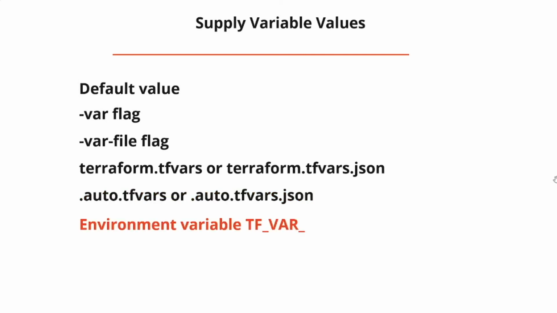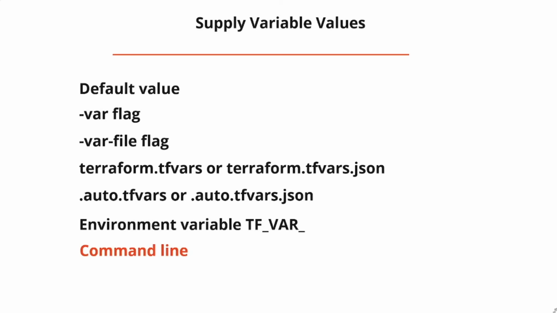We can also use environment variables to set variables in Terraform. You can simply do this by exporting your variable, and Terraform will look for any environment variable that starts with TF_VAR_ followed by a variable name. If you don't submit a value for a variable in any of these ways, Terraform will prompt you for the value at runtime.